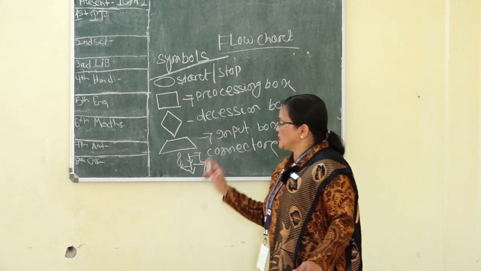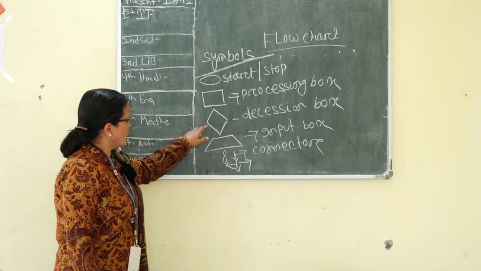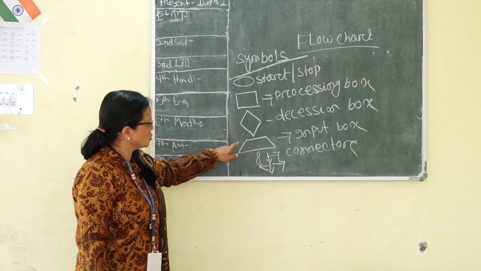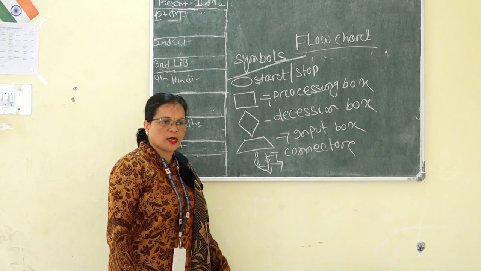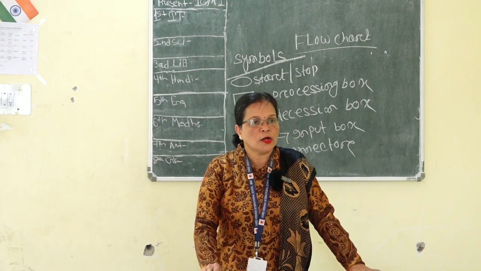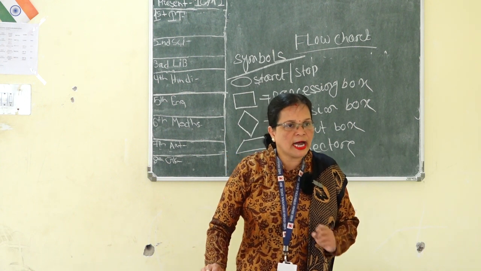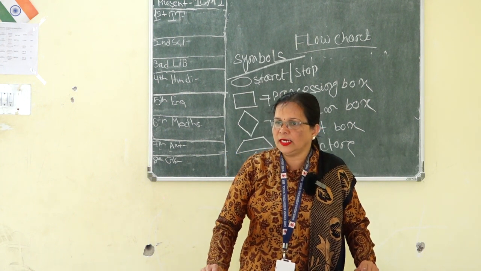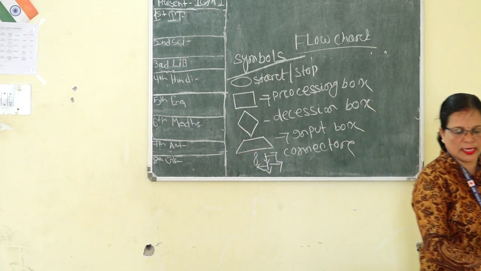Number one, your start or stop box. Number two is your processing box. Number three is your decision box. Number four is your input box. Number five is your connector. And last is your flow lines. Flow lines means your up arrow, down arrow, left arrow and right arrow. Now, is it clear to everybody? Okay.